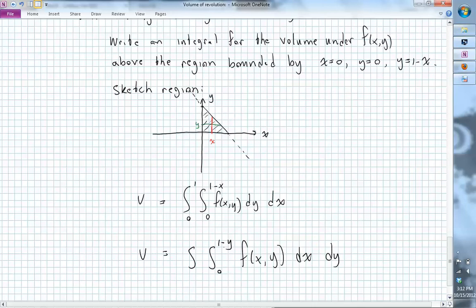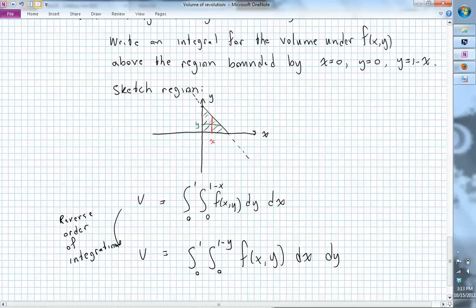Okay, over what range of y values do these slices exist? What's the lowermost slice? 0. And the uppermost slice is y equals 1. This is called reversing the order of integration. It's a really powerful tool to be able to do this. It's a skill that you'll be developing over the next couple of days.